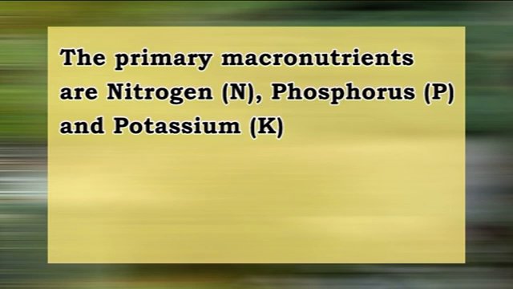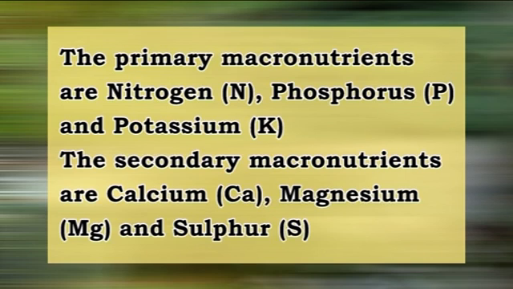The elements which plants require in relatively large amounts are called macronutrients. The primary macronutrients are nitrogen, phosphorus and potassium. The secondary macronutrients are calcium, magnesium and sulfur.